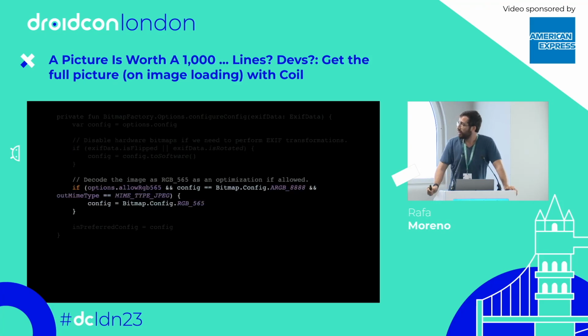And then the other thing is the configuration for how we're decoding the pixels. High level thing here is the allow RGB 565 is assigning 2 bytes per pixel.